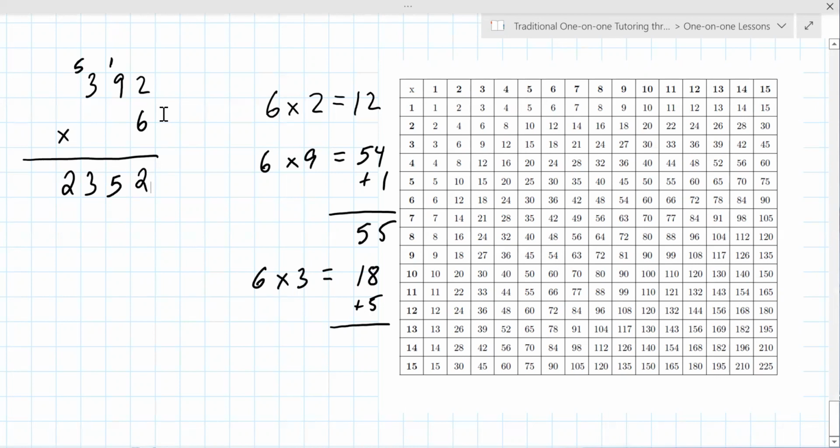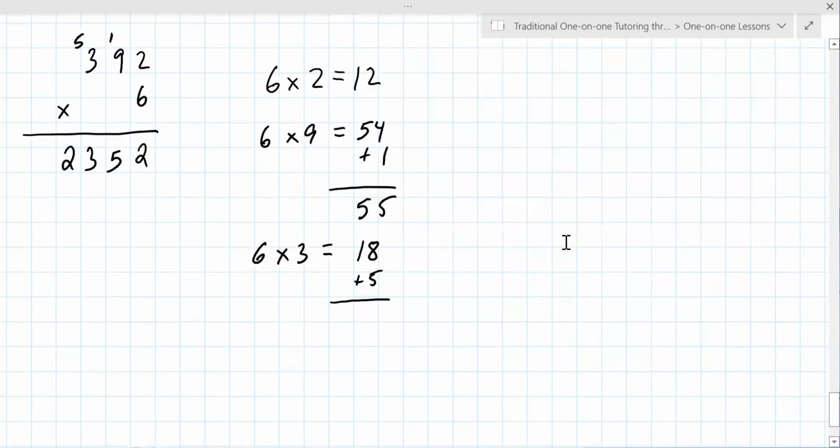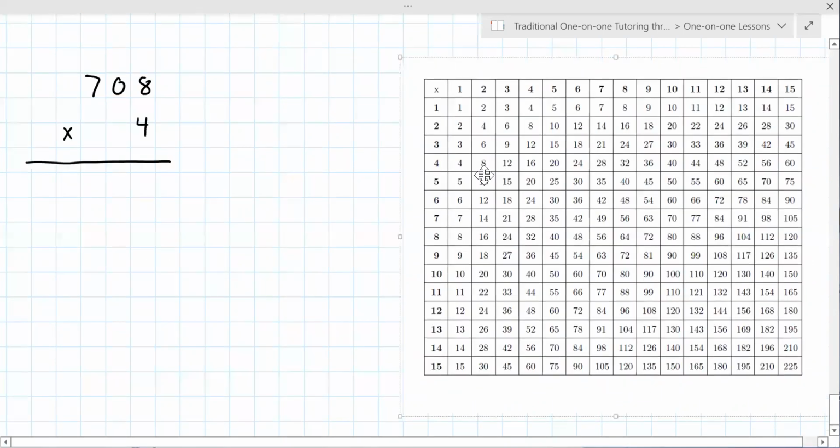And we'll try one more problem before closing out today. Yeah, got it. Okay. So let's try 708 times 4. Let me get that multiplication table brought down. All right, go ahead and give this one a try, please.